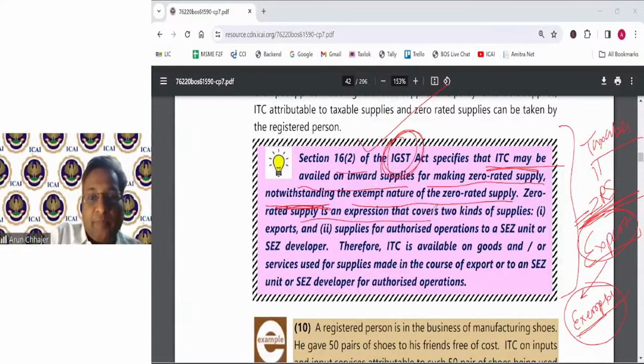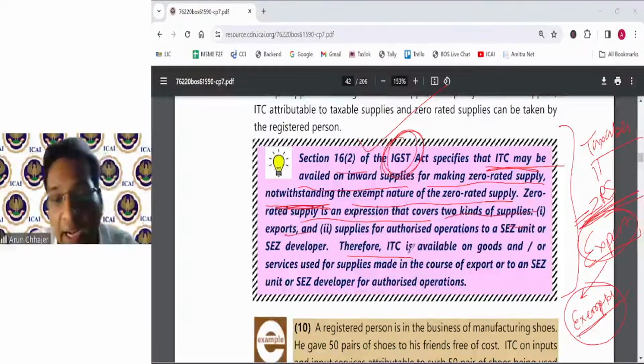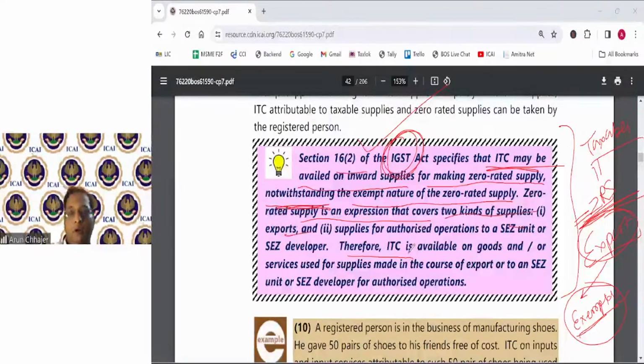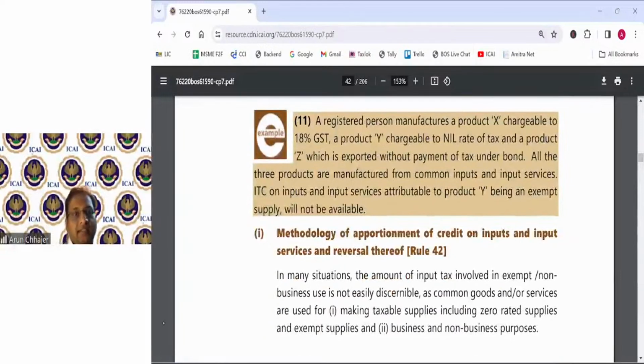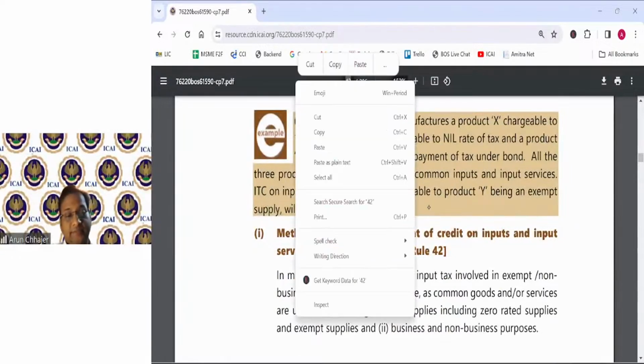Zero rated is an expression that covers two kinds of supply: export and SEZ unit or developer. Therefore, ITC is available on the goods and or services used for supplies made in the course of export or to an SEZ unit or developer for authorized operation. Okay? Let me go back.